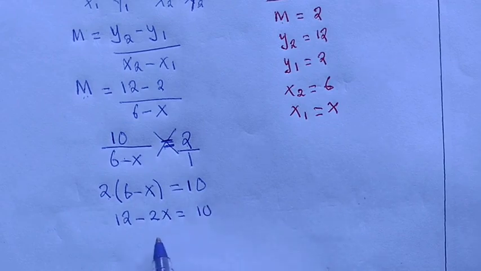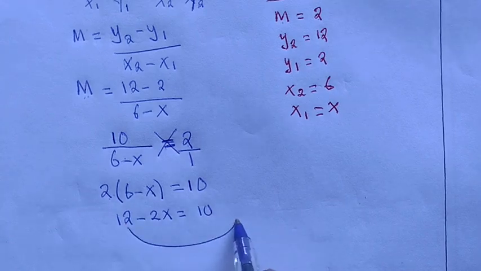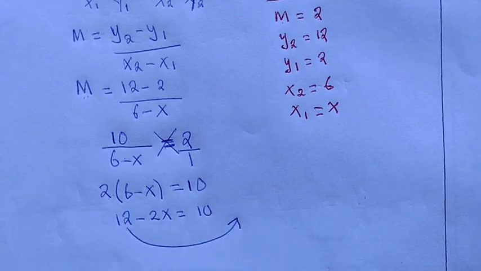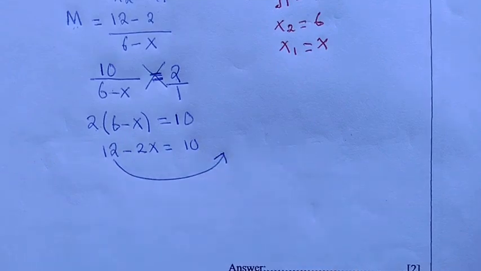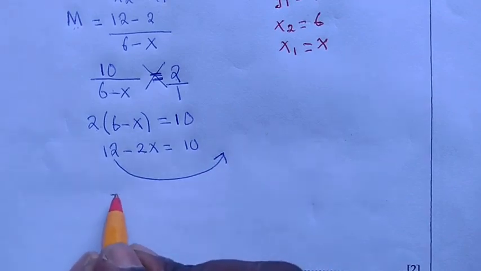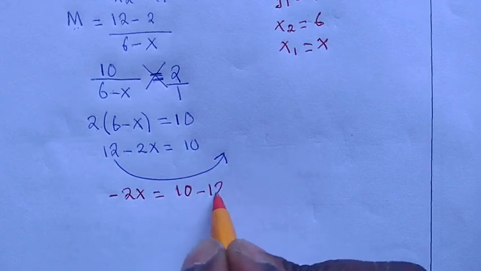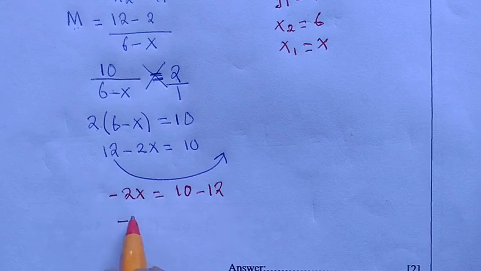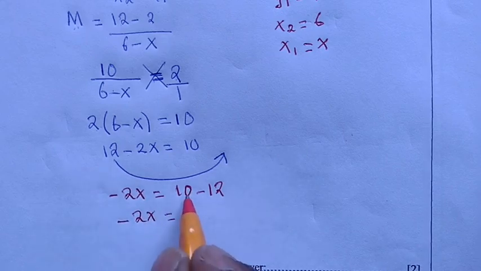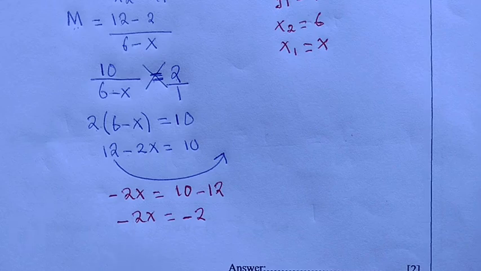Then we can collect the like terms where 12 and 10 are like terms. So this 12 will go this side. So the 12 will go this side. It's a positive, it becomes a negative. So this side will only remain with what? Negative 2x equal to, so 10 minus a 12. Okay, so negative 2x equal to 10 minus 12. This will give us negative 2. I hope we are moving together.